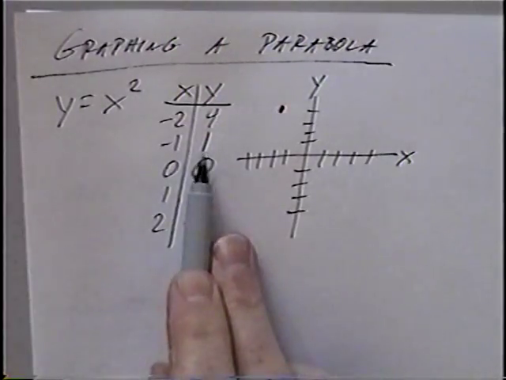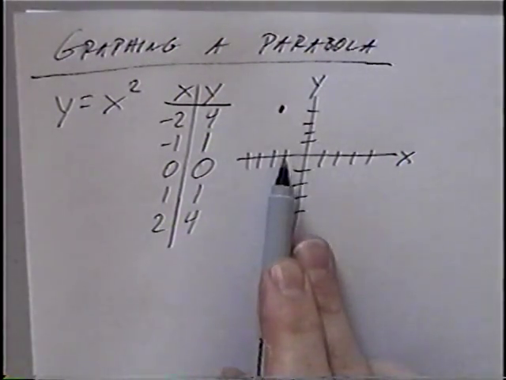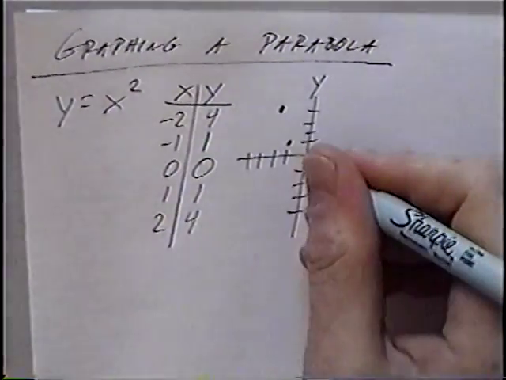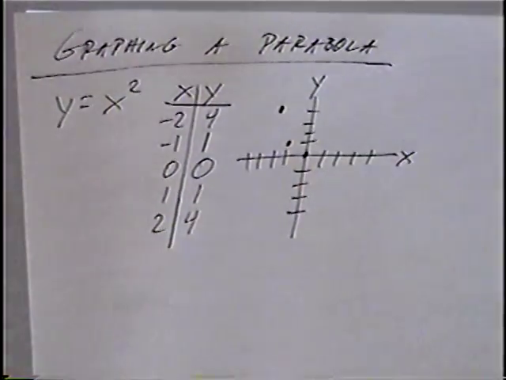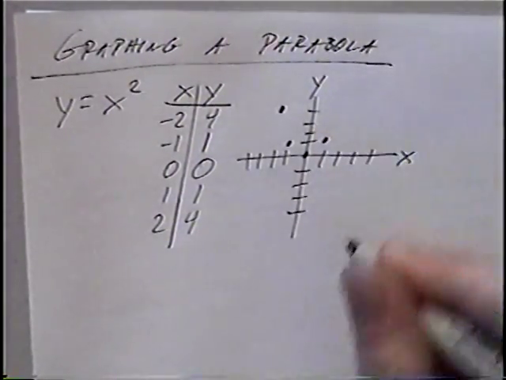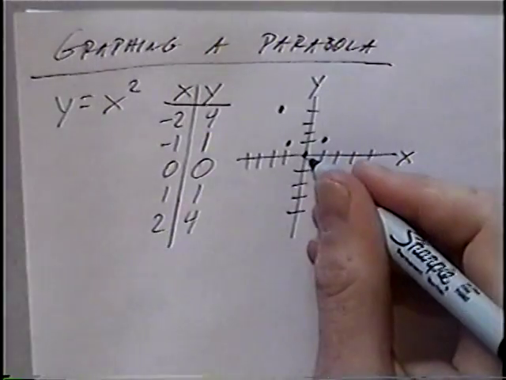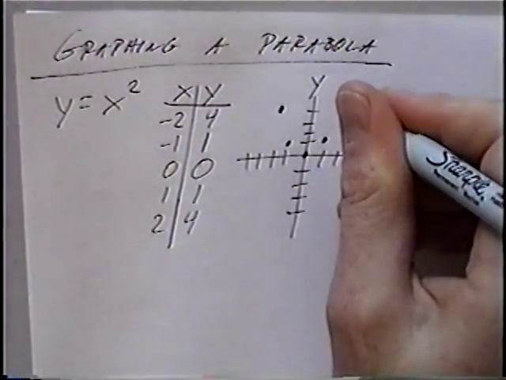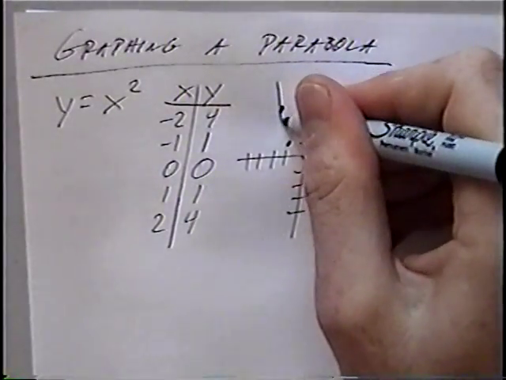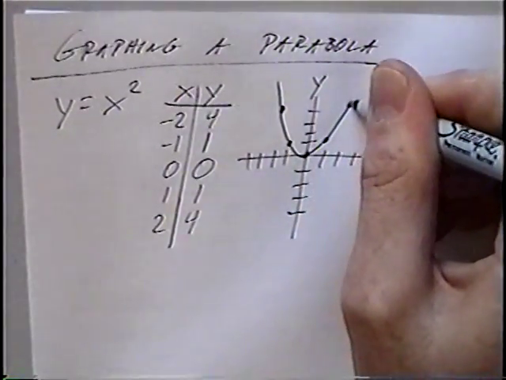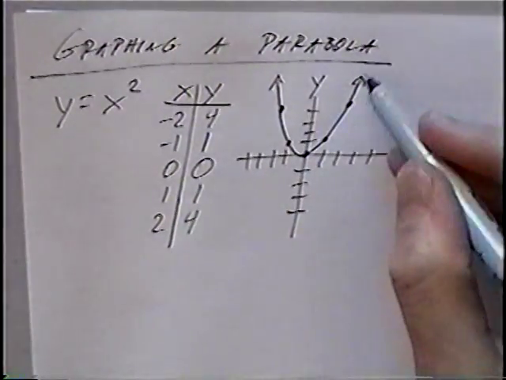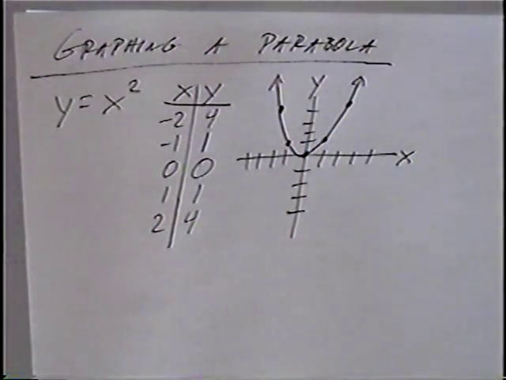Next point, negative 1, 1. Negative 1 is 1 spot to the left and 1 spot up. 0, 0 is at the origin or the middle of the graph. 1, 1 will be to the right 1 and up 1. And 2, 4, positive 2, and up to 4. All 5 spots make a U shape, which is also known as a parabola shape. So we can connect those, and we'll put arrows out at the end because the graph will keep rising on both sides.